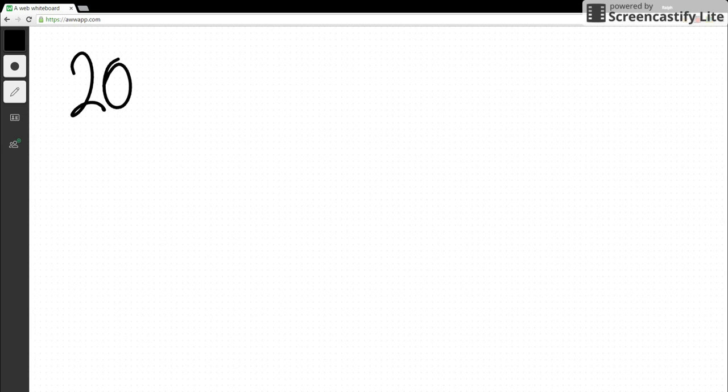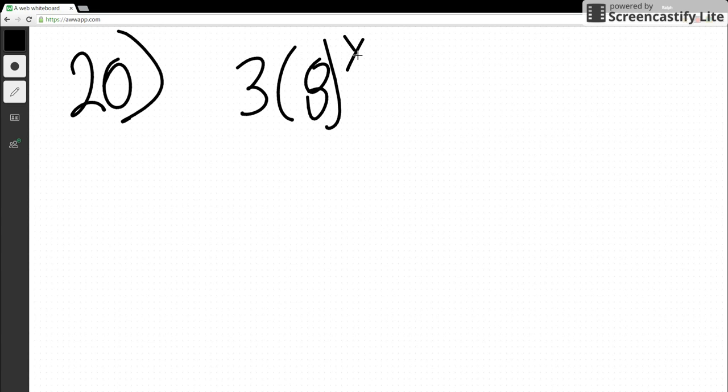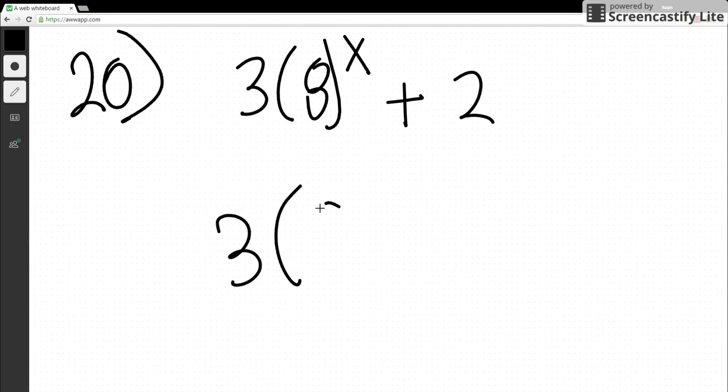Number 20, they want to know how this is translated. So if I have 3 right here, but I really started with this one. They want to know how this translates. So remember, when I add something directly to the x, it moves me left or right. If I add it to the whole value, that moves me up or down.